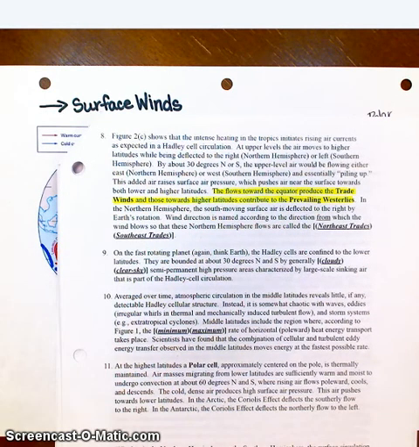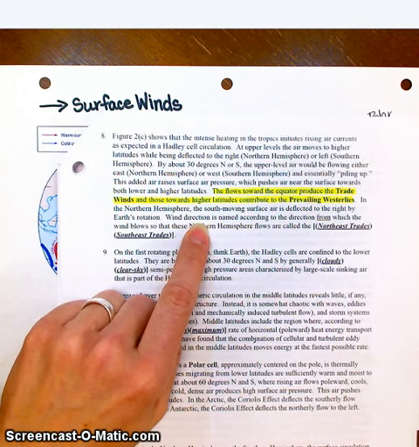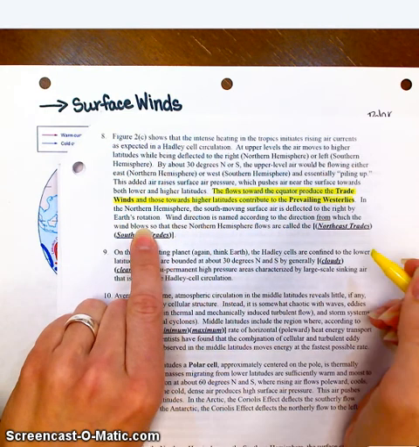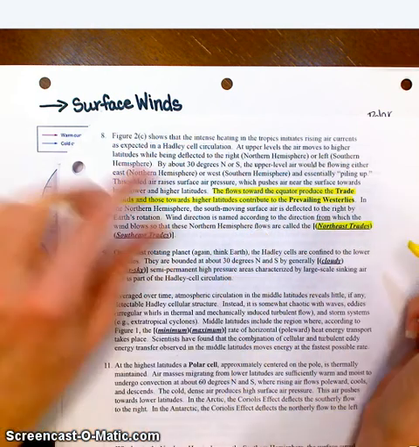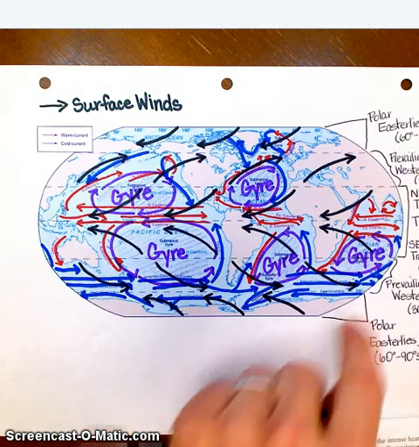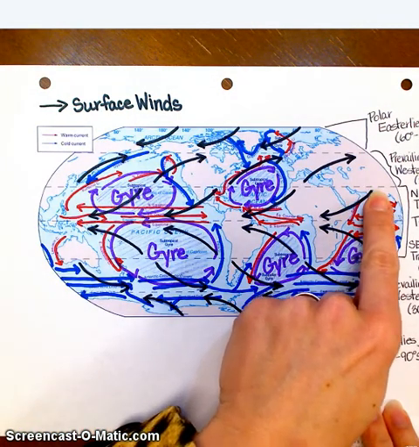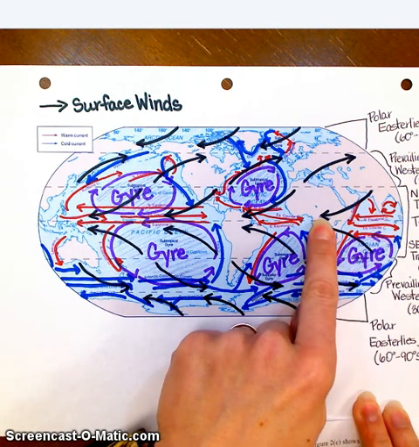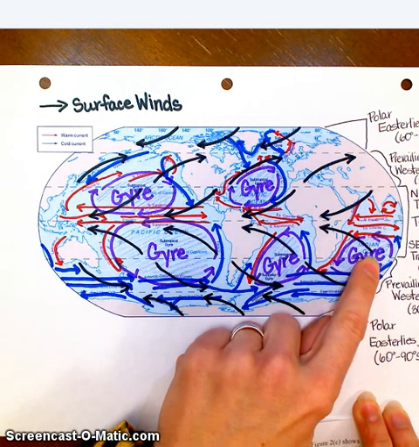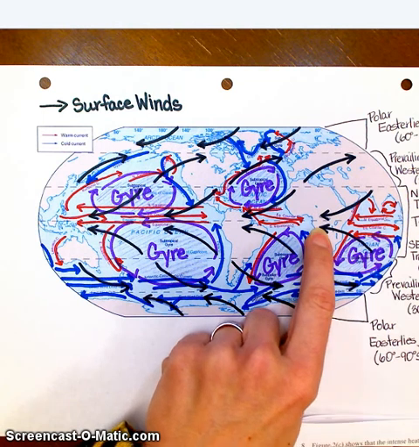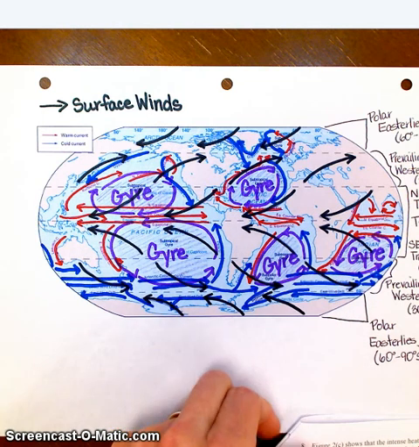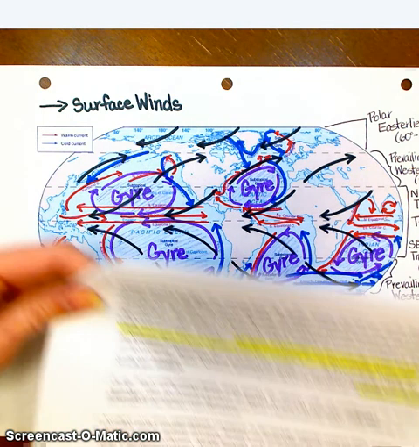Wind direction is named according to the direction from which the wind blows, so that these northern hemisphere flows are called the northeast trades, because in the northern hemisphere, again, the trade winds are starting in the northeast and blowing towards the southwest. In the southern hemisphere, they start in the southeast and blow towards the northwest. Okay? But number 8 asks you about the ones in the northern hemisphere.